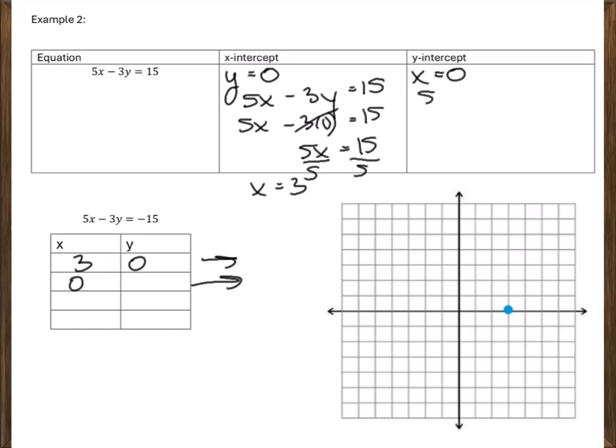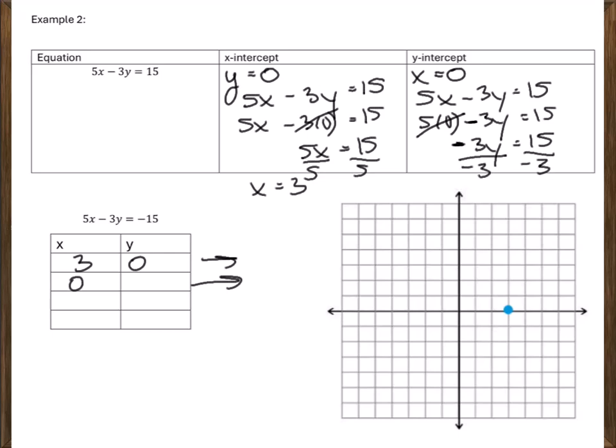Now we look at the y-intercept. Again, we have 5x minus 3y is 15. This time we let x be equal to 0. So we have 5 times 0 minus 3y is equal to 15. So we have negative 3y is equal to 15. Be careful about the sign. It's very easy to forget, but it's still there, and it's going to change your answer. In other words, if you forget about it, you're going to get the wrong intercept. So 15 divided by negative 3 is negative 5. So my y-intercept is 0, negative 5, which is this point right here.